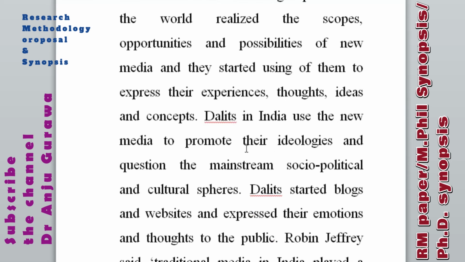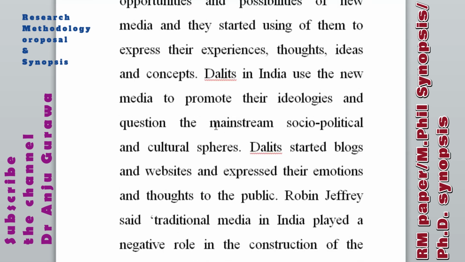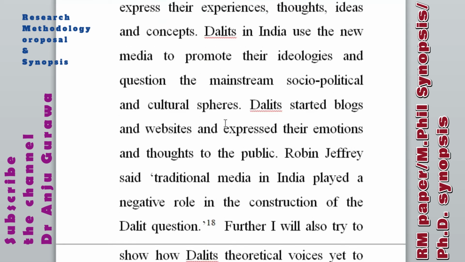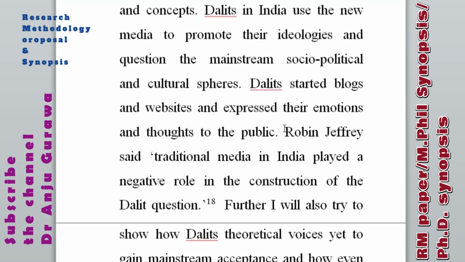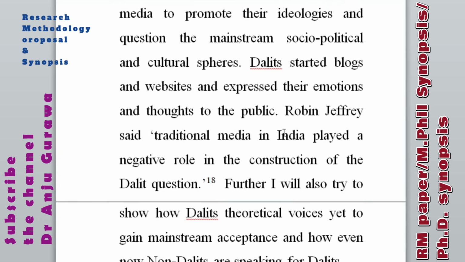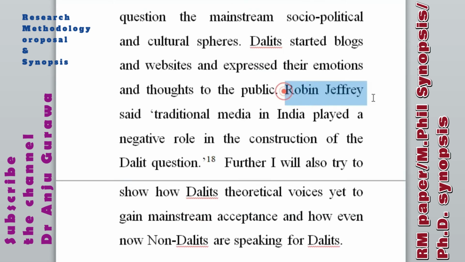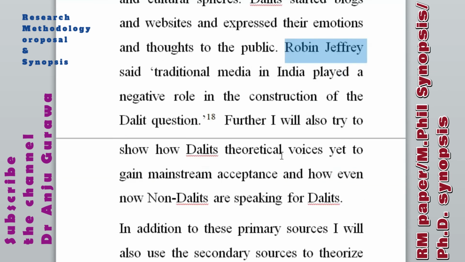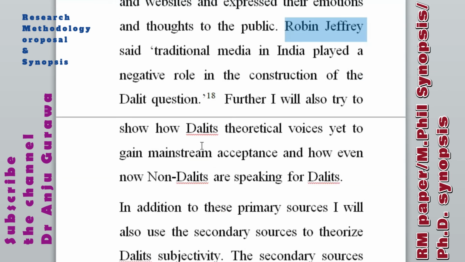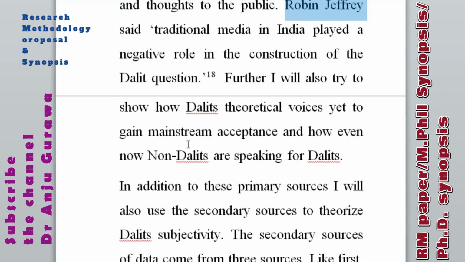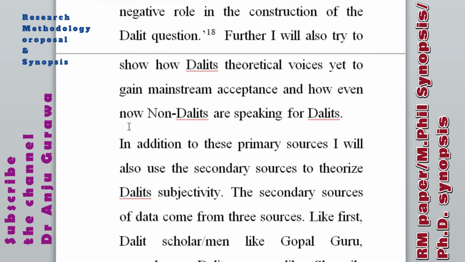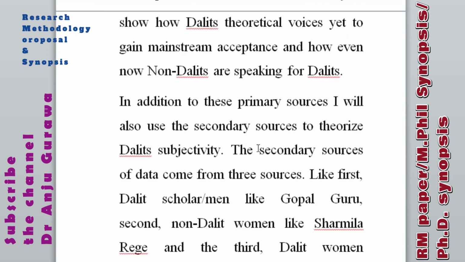Excluded communities and groups all over the world realize the scope, opportunities and possibilities of new media, and they started using them to express their experience through ideas and concepts. Dalits in India use new media to promote their ideologies and question the mainstream socio-political and cultural sphere. Dalits started blogs and websites and expressed their emotions and thoughts to the public. According to Robin Jeffrey, traditional media in India played a negative role in the construction of the Dalit question.